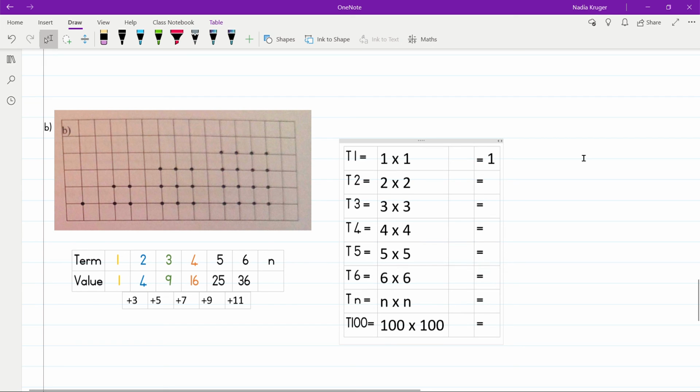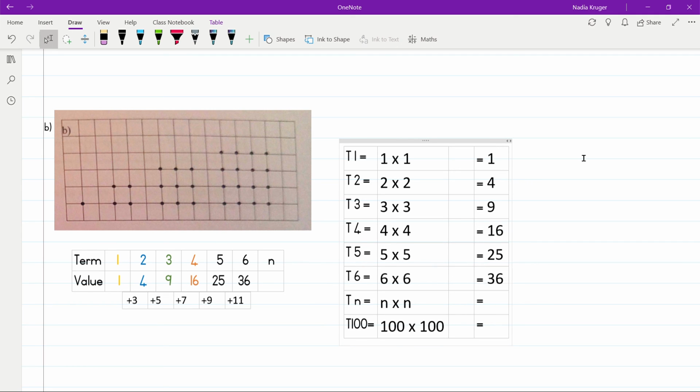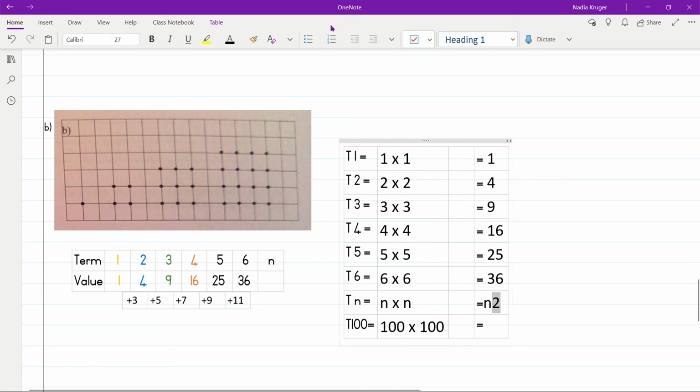It would be 1 times 1 is 1, 2 times 2 is 4, 9, 16, 25, 36. This would be n squared. I just want to put a 2 in there. Oh, no, that's not going to work. N squared. Hang on, I actually think I can type this. Let's put a 2 there. So this is n squared. There's a square. And that would give us our 10,000, which is the value of the 100th term.